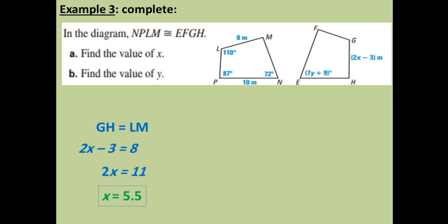Second thing, he wants the value of y. It's the measure of angle E. E corresponds to N, and the measure of angle N equals 72. So 7y plus 9 equals 72. 7y equals 72 minus 9 equals 63. Divided by 7, it will be 9.